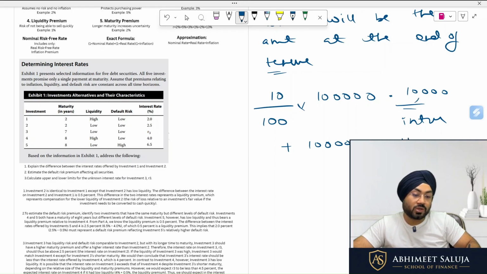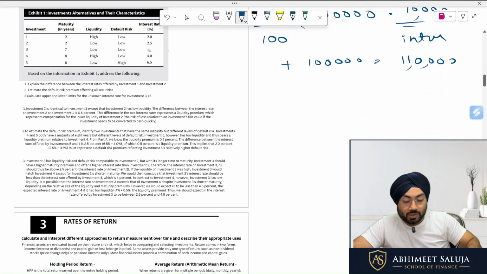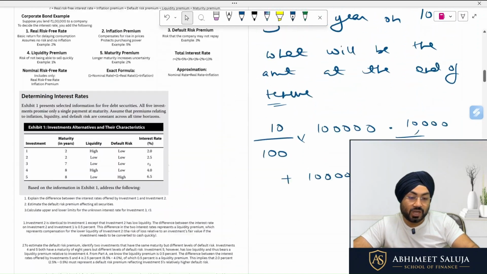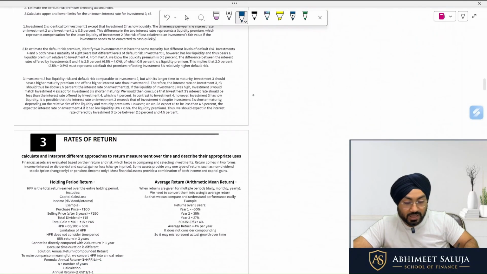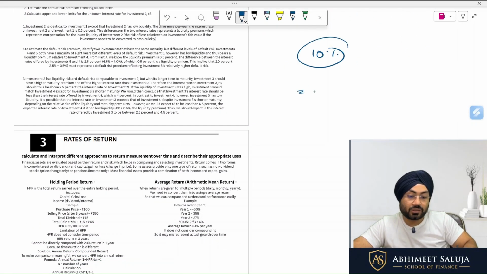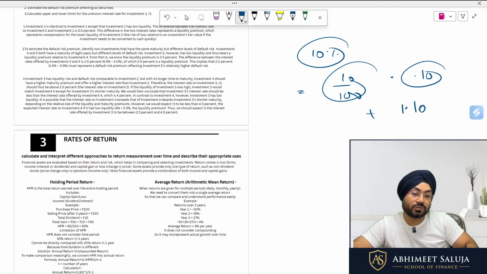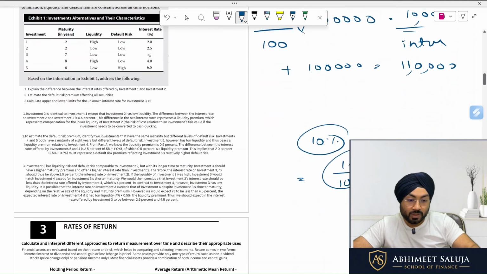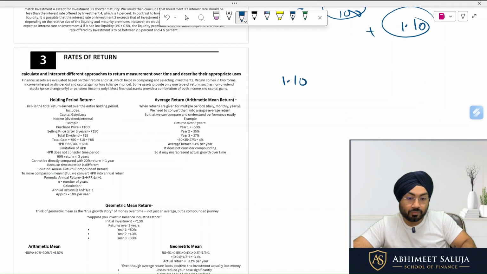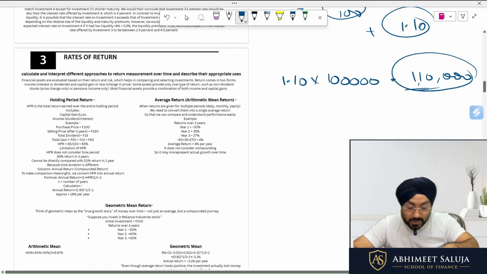So your total amount becomes 110,000. You could have done it like this also. What is 10%? I could have made the factor of 10%. Basically 10% can be written as 10 divided by 100, which is 0.10. Now if I add 1, it becomes the factor 1.10. Now 1.10 times the principal amount gives me 110,000. So I could have done it like this also.